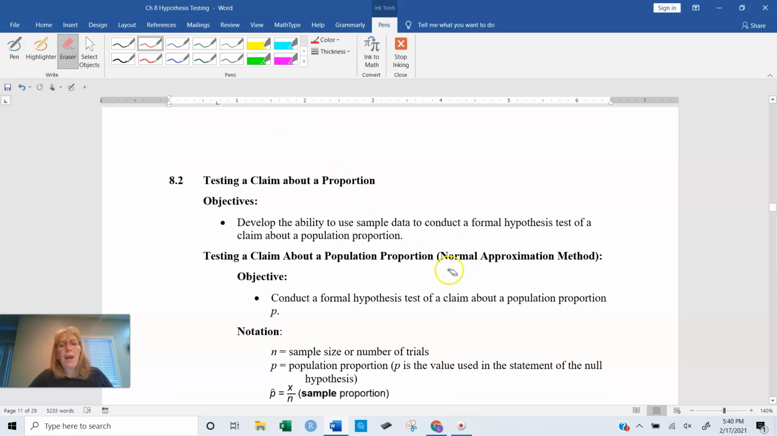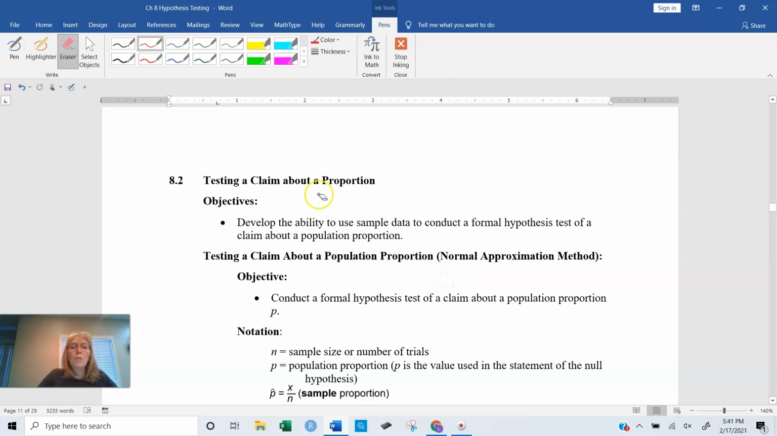That's all right. Today, 8.2, 8.3, and 8.4 are almost all the same. 8.2 is about a proportion, 8.3 is about a mean, and 8.4 is about the standard deviation. They all have the same steps. It's just what you're testing to figure out what you're doing.